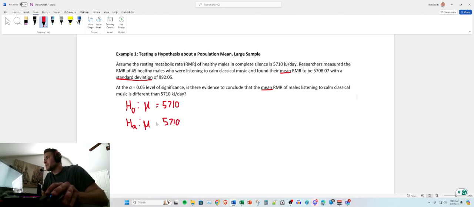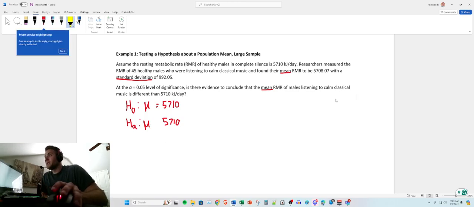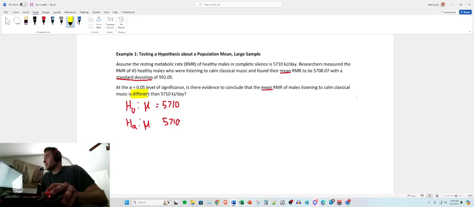But here, this connective, we just need to know what it is. And we'll notice that it says is different than the 5710 per day. So that just means it's not equal to. We're just trying to show that it's not equal to that value.